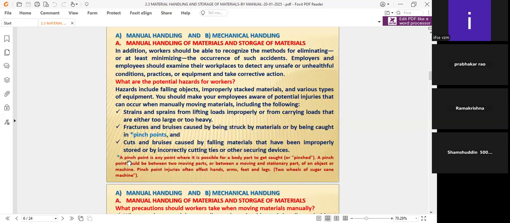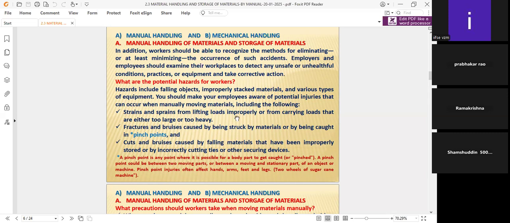The pinch points means, in the example I have given, the two wheels of the sugar cane machine. Because an object is in between two movable points, hands and arms will definitely get caught. Cuts and bruises caused by falling materials are the potential hazards that could happen when proper handling is not there by the employees.